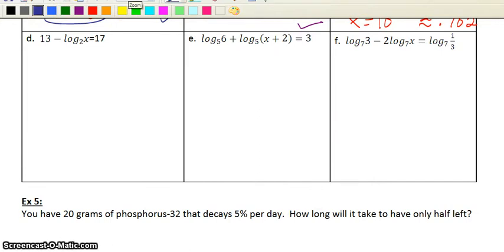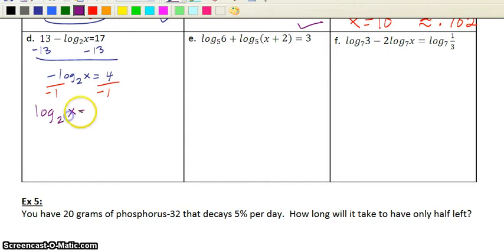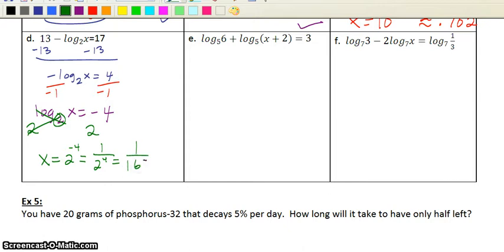Again, I'm going to try to get my log statement by itself, so I subtract 13 from both sides. And in this situation, I also want to get rid of the negative before I do anything here. So to get rid of that negative, I'm going to divide both sides by negative 1. Alright, and now I'm at the stage where my log is by itself. This time it's a base of 2, so I'm going to take both things as powers of 2. So x equals whatever 2 to the negative 4th power is. And that is 1 over 2 to the 4th, if you remember our exponent properties. So 1/16 is our answer for that.